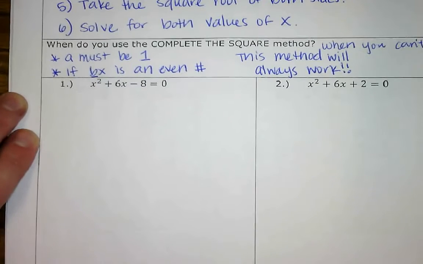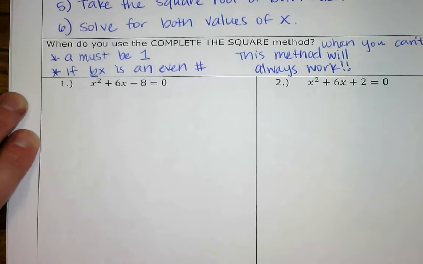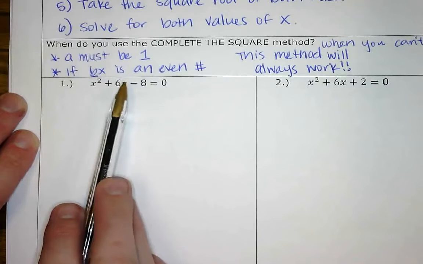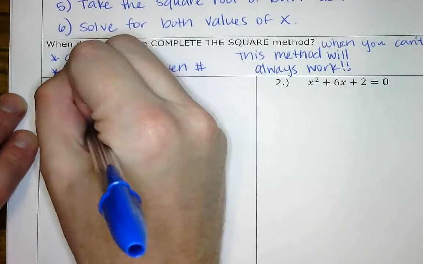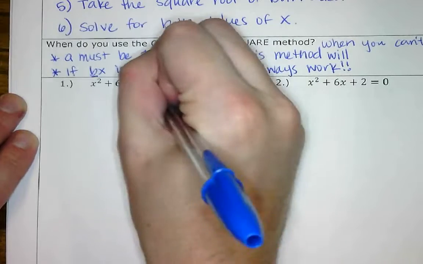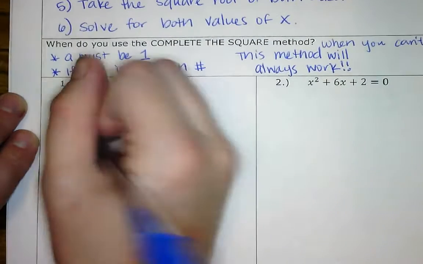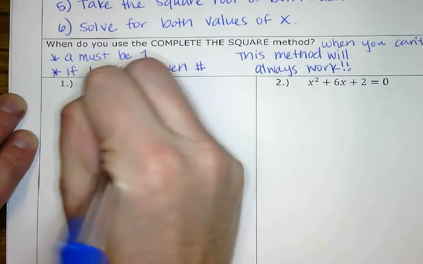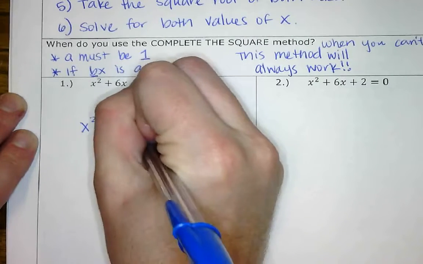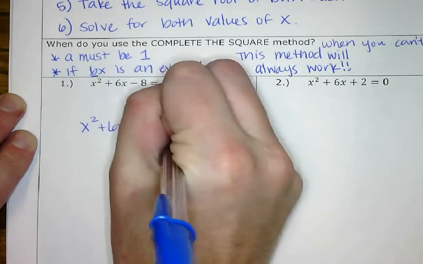So guys, my first step says move the c term to the right side of the equation. So I'm going to move this over here. I'm going to add 8 to both sides. So this now becomes x squared plus 6x. And guys, then I'm going to do plus, I'm going to leave a little blank spot. Are you guys okay with that?